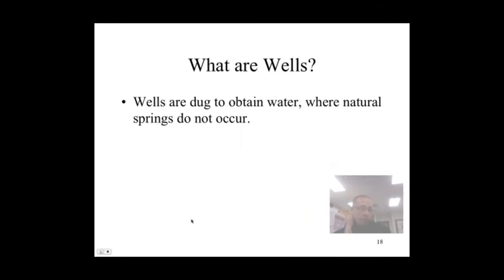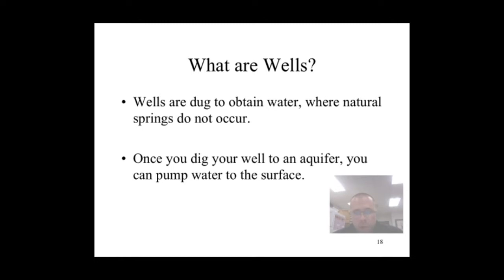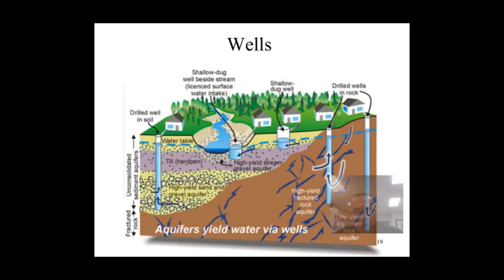So what are wells? Wells are dug to get water where natural springs don't occur. All of us in Hamilton here have a well at our house. That's how we get our water in our house. For those of us that live in Holland, we're probably on city water, and we are not just getting groundwater from a well. Once you dig your well to an aquifer, you can pump water to the surface.